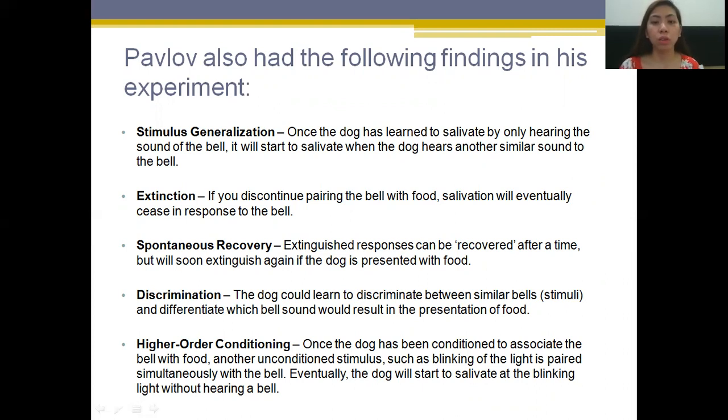Discrimination. The dog could learn to discriminate between similar bells or stimuli and differentiate which bell sound would result in the presentation of food. And lastly, we have higher order conditioning. Once a dog has been conditioned to associate the bell with food, another stimulus, such as blinking of the light, is paired simultaneously with the bell. Eventually, the dog will start to salivate at the blinking light without hearing a bell.